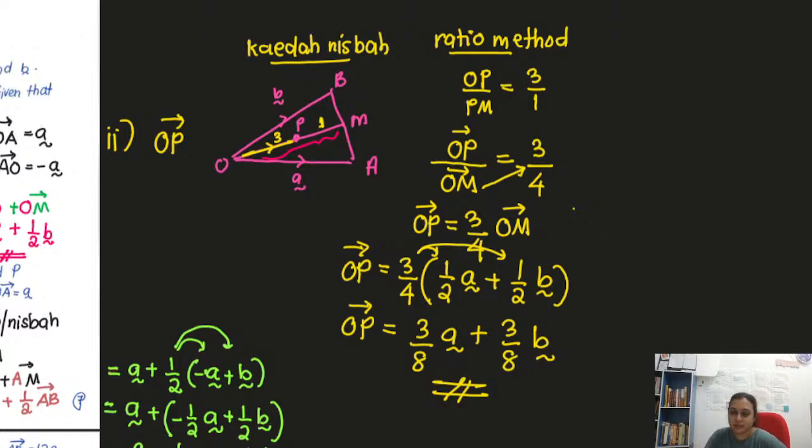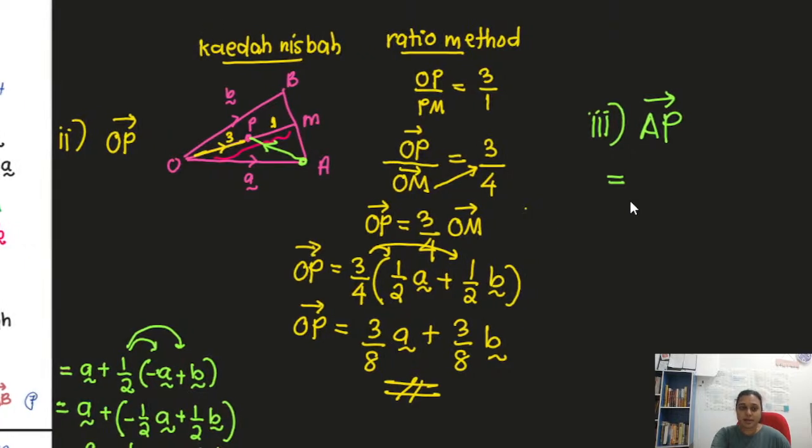Okay, then we can do the last question, number 3. They have asked us for AP. Alright, we want to find AP. A to P is from here to here. So this one can use connecting point. Let's see which one can form a triangle.